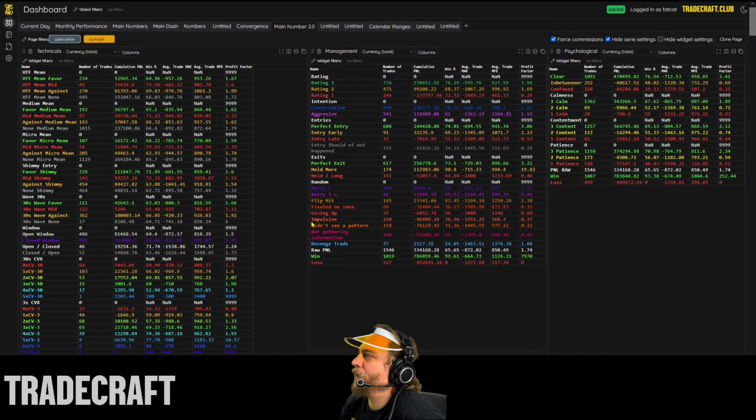So we have the flip hit right here. I'm more likely to flip hit early entries versus late entries by a ton. Early entries have more issues in the random management category than lates. That would be fixated on an idea, giving up, impulsive, stuff like that. Late entries virtually have no issues in the random management category, which you can see it says random here.